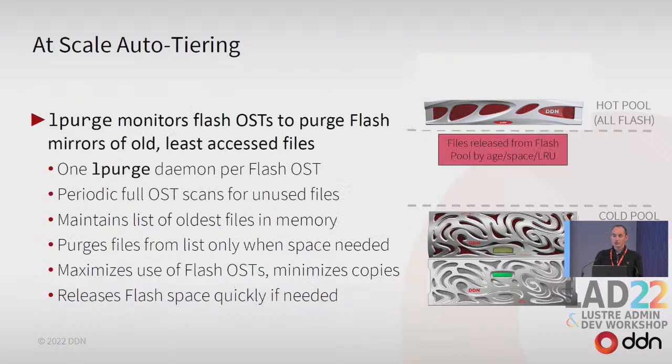The other tool on which Hot Pulse relies is called LPurge, and its role is to monitor flash OSTs to purge old files. So there is one LPurge instance per flash OST. It periodically scans your OST flash devices for unused files. This scan is made at a very low level so that it's cheap and efficient at the same time. The purpose is to maintain a list of the oldest files on those pools, and then to purge those pools because they are precious. They have limited space but high bandwidth and IOPS capacity. So the purpose is to purge those files when space is needed, but it's also possible to quickly release space on demand.